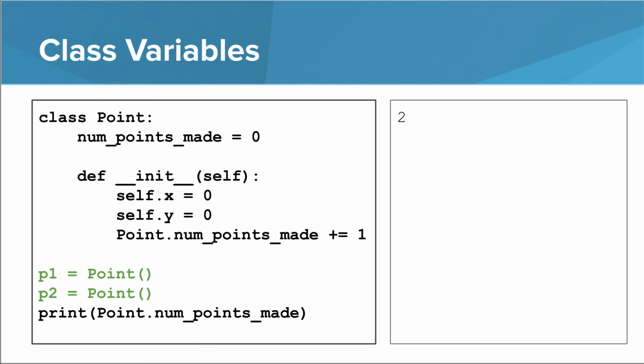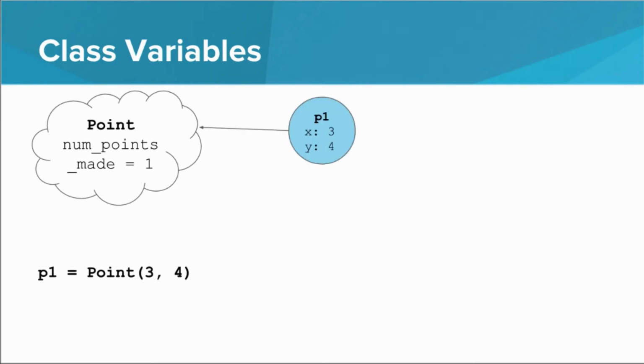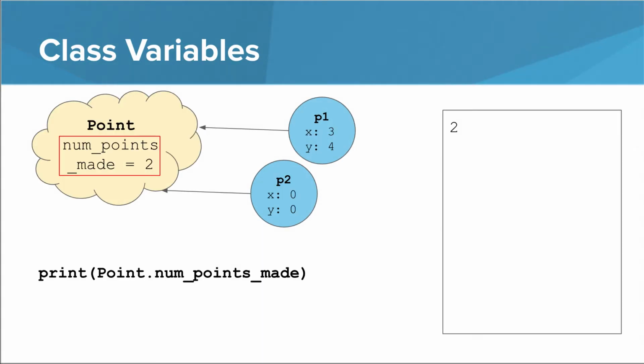Alright, here's a weird thing about this variable numPointsMade. It's a class variable, so it belongs to the point class as a whole, and you can access it by saying point.numPointsMade. But you can also access it via an instance. To understand what's going on here, let's go back to the pictures for a second. Now the point class looks like this. It has a variable in it. When we make a point object, numPointsMade goes up by 1. This variable still belongs to the class, not the instance. We can make another point object, and numPointsMade goes up again. When we print point.numPointsMade, this accesses the variable numPointsMade within the point class.